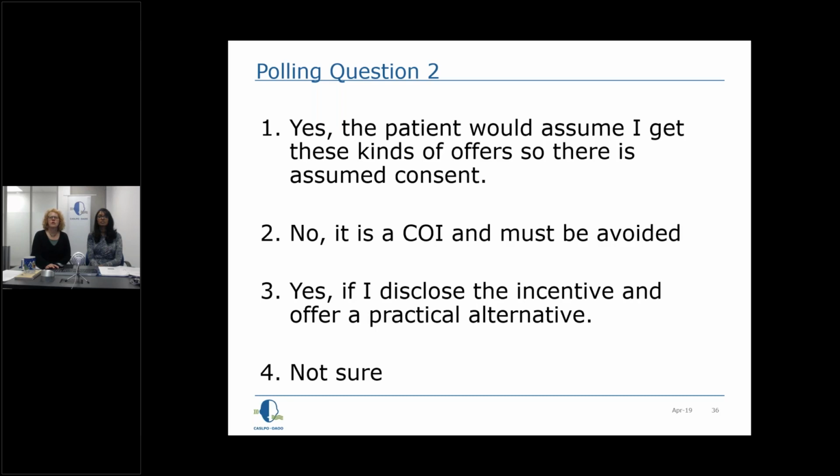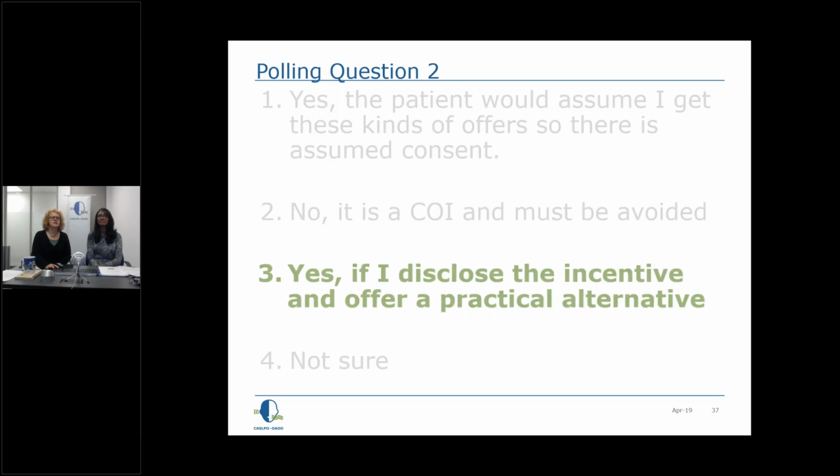So we don't have the poll for this, I apologize, but give it some thought, decide what you think is the best answer, and I will move to the best answer. Yes, if I disclose the incentive and offer a practical alternative. Again, thinking back to some of the common conflict of interest situations that I just discussed, some of them are unavoidable. A manufacturer-owned clinic is going to want you to sell their product.